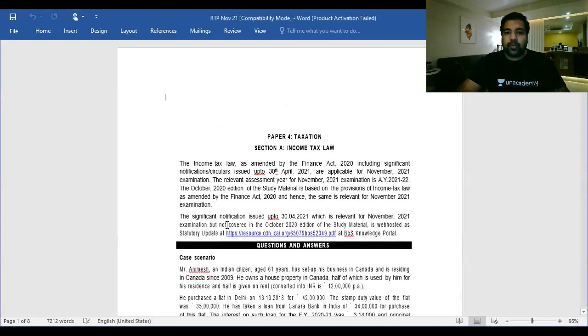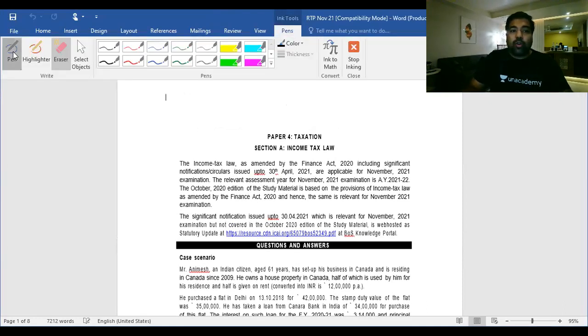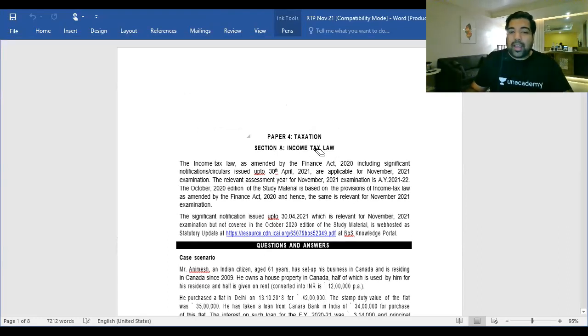All right, here it is. Guys, this is the RTP of November 21. And first up, RTPs are really important because RTPs give you a good idea of what to expect in the exam. RTPs are not given by any classes. They are given by ICAI, and hence they tell you what ICAI is expecting to ask you.